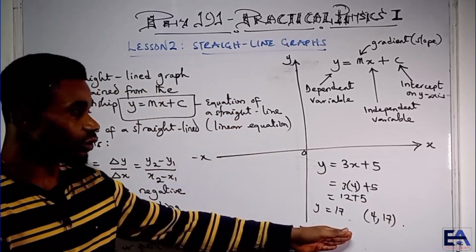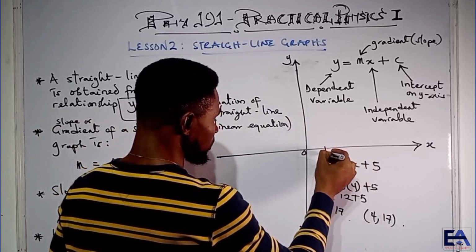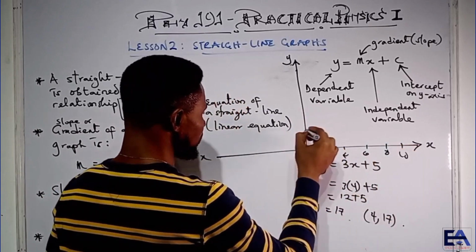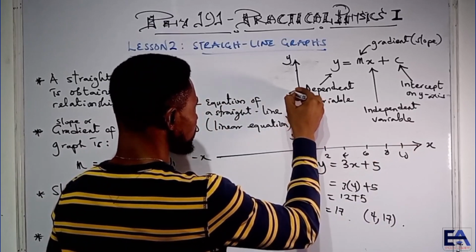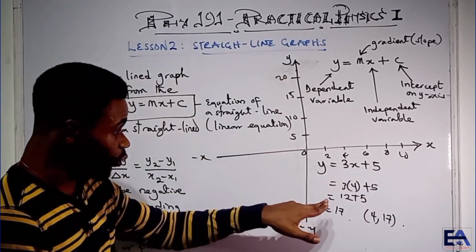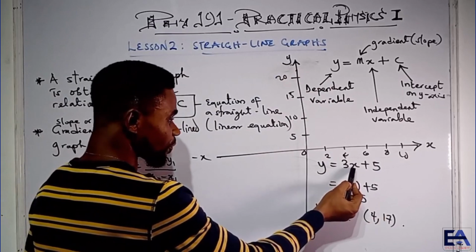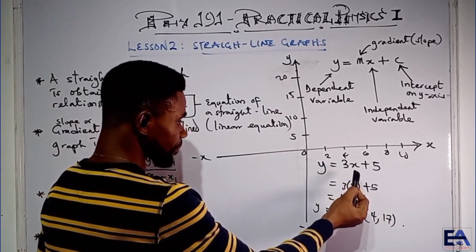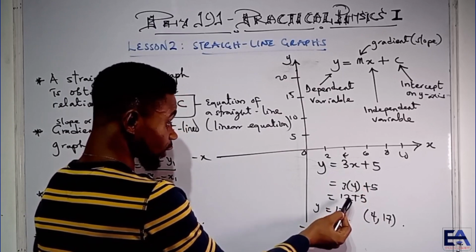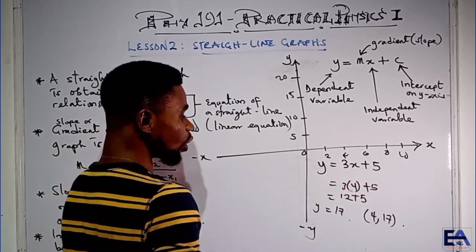If you want to represent this on the graph here, then when x is 4, maybe we have something like this: 2, 4, 6, 8, 10, and so on. Then let's say this one is 5, 10, 15, 20. So when x is 4, y is 17, because when you slot in 4 as the value here and multiply by the coefficient, 3 times 4 is 12, plus 5 is 17. It means the value of y is 17 whenever the value of x is 4.